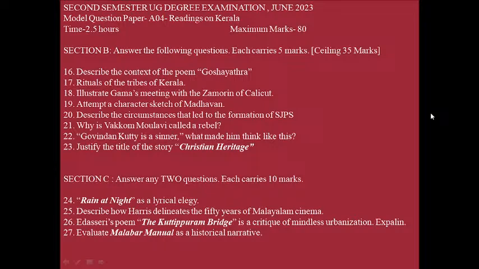Describe the context of the poem Ghosha-yatra. The context of the poem Ghosha-yatra.